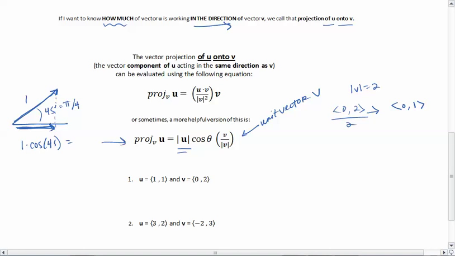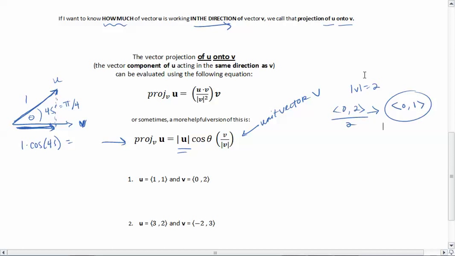That's the same thing we're doing here. We're saying whatever vector I have, u acting in the direction of v, let's say we had a v vector here, we want to know what the drop down is. So we're going to do the cosine of the theta in between those. But our answer needs to be a vector, so we need to multiply it by whatever unit vector we have.